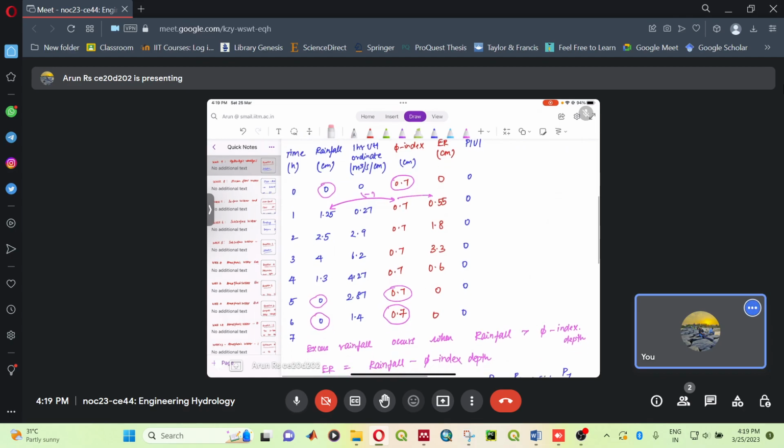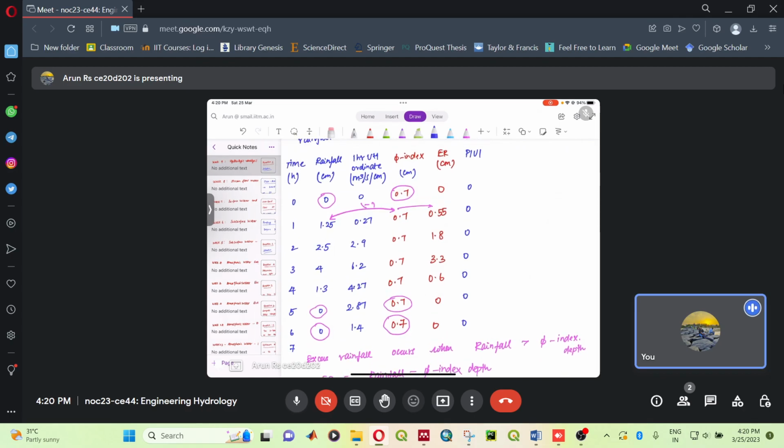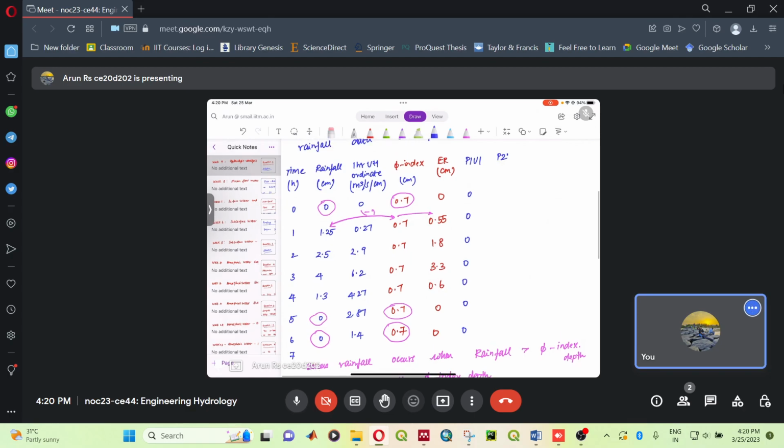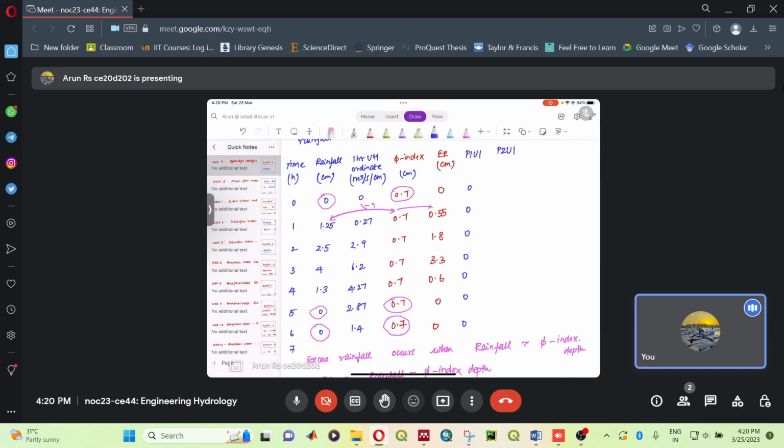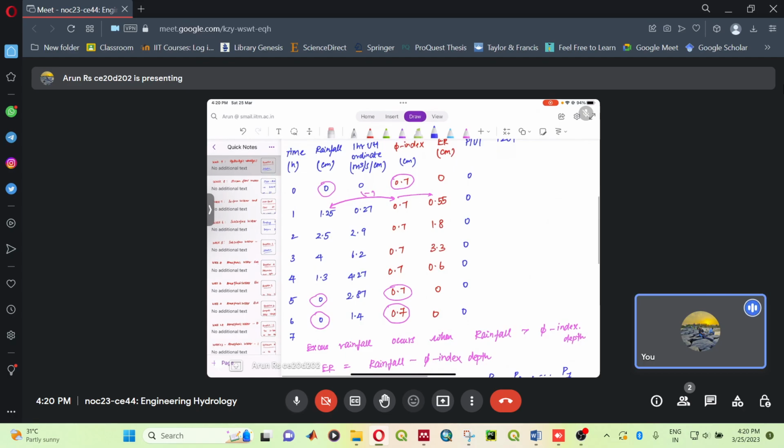Then similarly we have to do for P2. P2 U1. So that means I am going to multiply 0.55 with all the unit hydrograph coordinates. But the thing to note here is we won't multiply it for the first row, because the rainfall starts only at the first hour. So we'll be multiplying 0.55 into 0.27. So that is where the coordinate will start. The other rows will be blank.